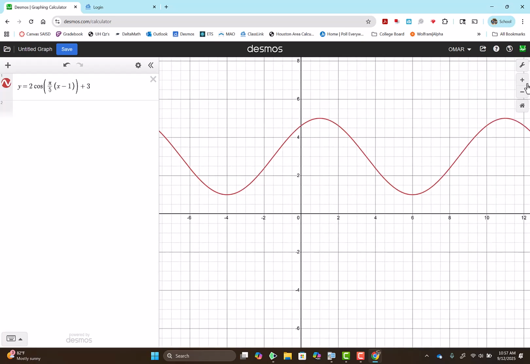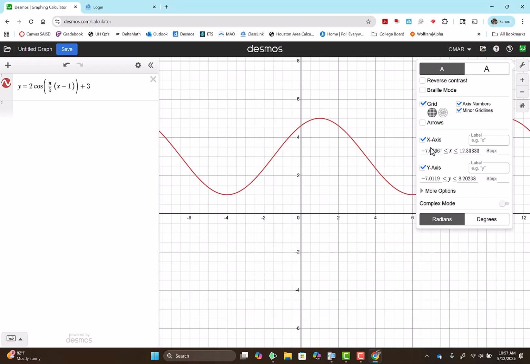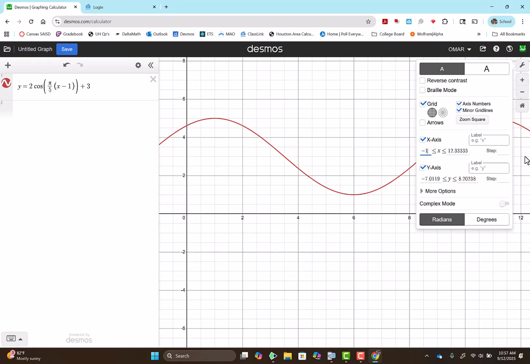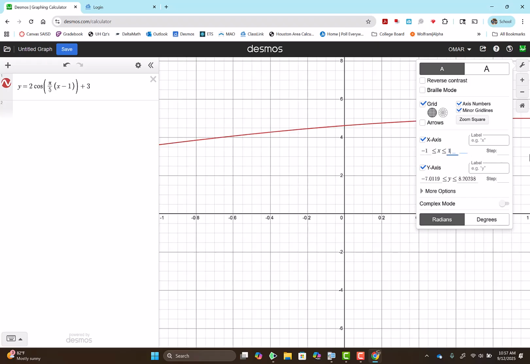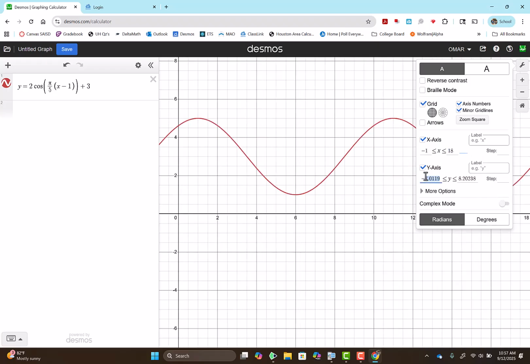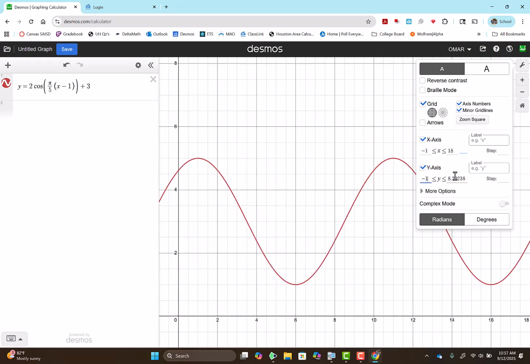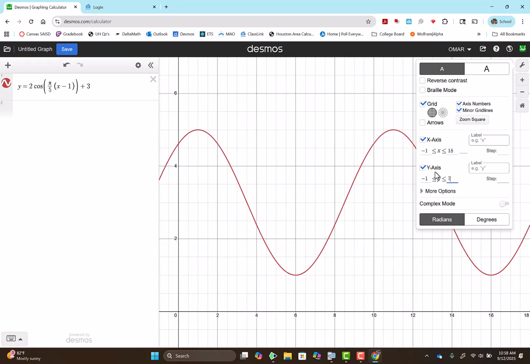You can fix it. You can click on the little wrench here, and you can tell it x-axis between -1 and 18, if I remember correctly, or maybe 17. Well, it doesn't matter, 18, 17. And then y min, I think we said -1. And then y max, I think we said 7. And then look, there it is.